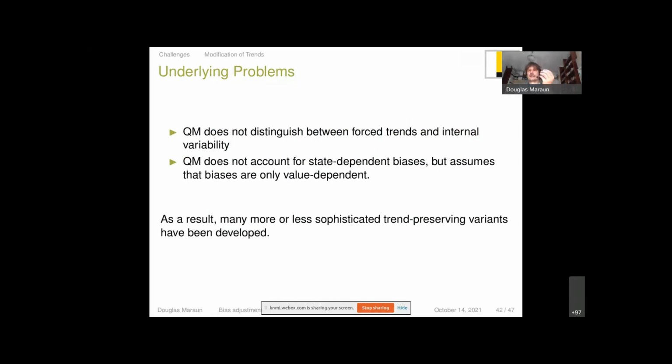So as a result of that, people have developed many trend-preserving variants of quantile mapping, and some are relatively simple. They just subtract the trend first, then do the quantile mapping, and then add the trend again. But others are much more sophisticated and really do the correction on all the different quantiles.